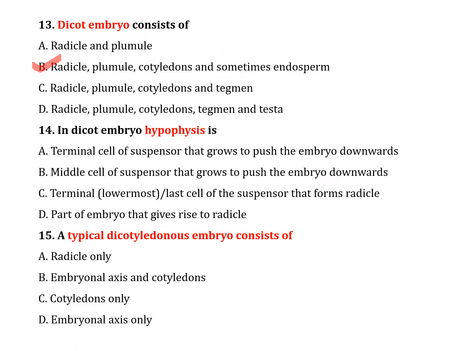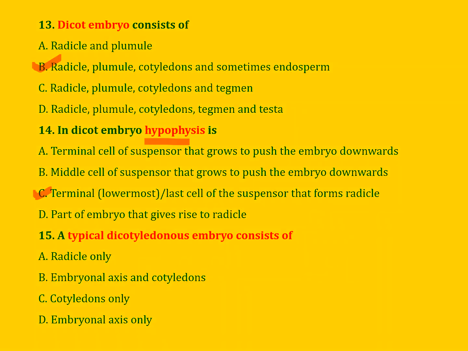The next question number 14. In dicot embryo, hypophysis is option A terminal cell of suspensor that grows to push the embryo downward. Option B middle cell of suspensor that grows to push the embryo downward. Option C terminal cell of the suspensor that forms radicle. Option D part of embryo that gives rise to radicle. Correct answer is option C. Terminal cell or lowermost cell of the suspensor that forms radicle.